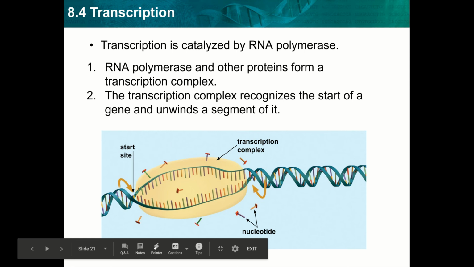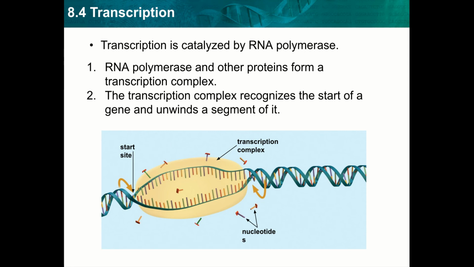And so what happens here is we can see the yellow shading in the picture. That's the transcription complex. It contains RNA polymerase, it contains proteins, and really what that does when that builds together, it's going to recognize on the DNA strand where to start this process of transcription and unwind a segment of DNA. That's the beginning part of it.